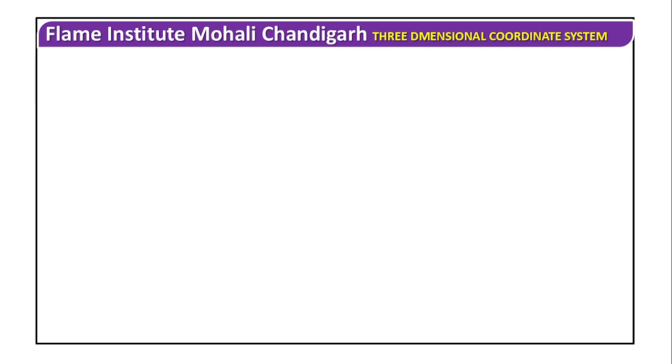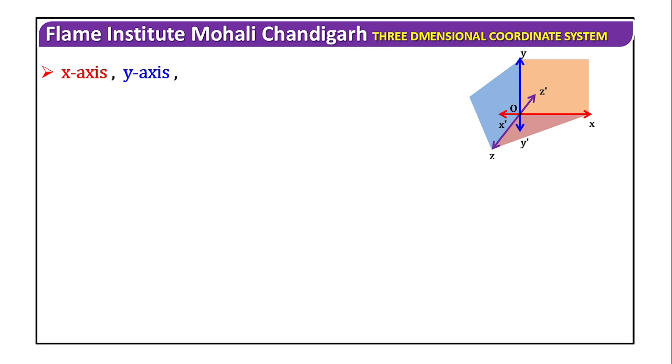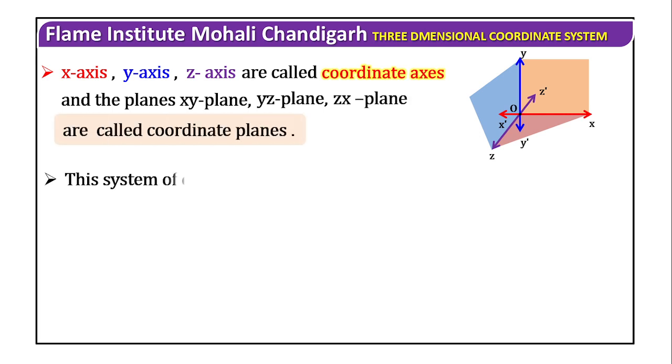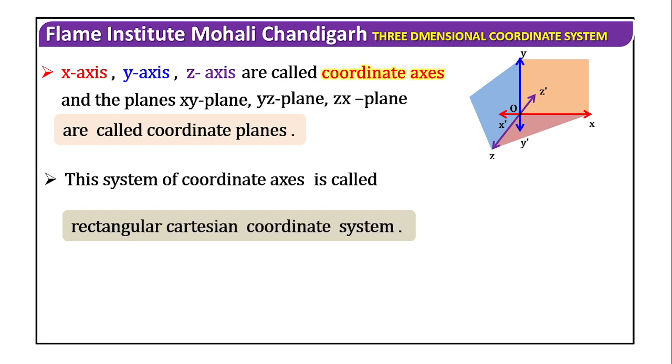Now, these three are the planes: the xy plane, yz plane and zx plane. Now the x-axis, y-axis and z-axis are called the coordinate axes. The planes xy, yz and zx are known as the coordinate planes. Okay, this system of coordinate axes is called the rectangular Cartesian coordinate system.